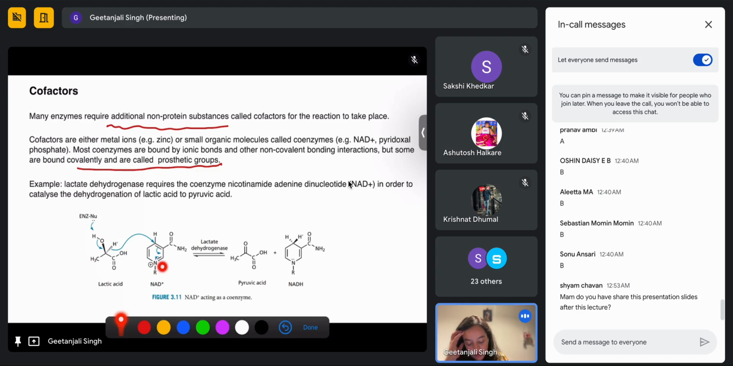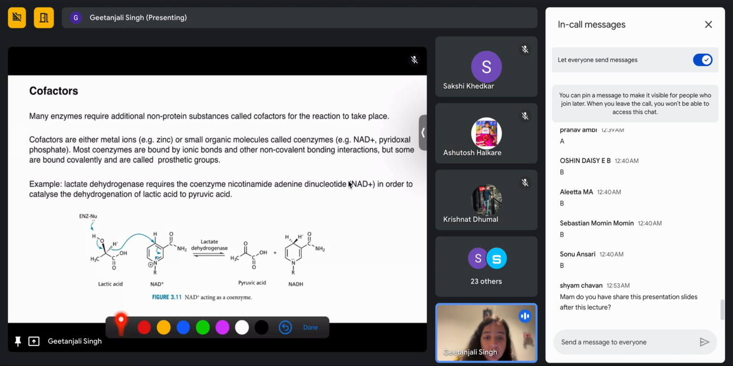It wants to neutralize itself. That's the driving force here. Now you can see, after trying to extract H, it gains its neutrality. It has an additional hydrogen and 2 electrons. That's how it works. Now NAD plus is converted into NADH. Lactic acid is converted into pyruvic acid.